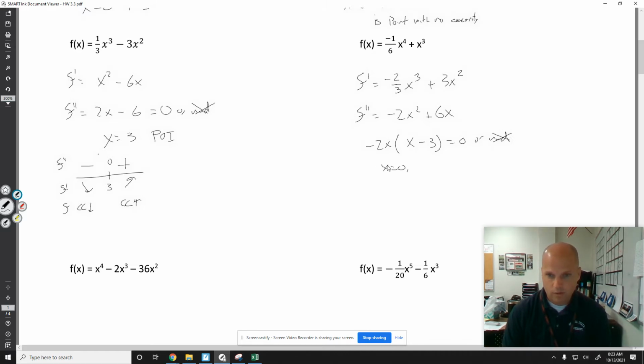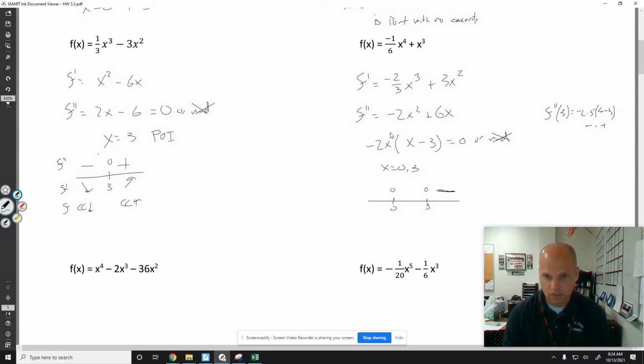So I get x equals 0 and 3. Checking signs, paying attention to this negative 2. If I plugged in something like 5, it'd be negative 2 times 5, which is a negative. 5 minus 3 is a positive. If you need to do it over here, f double prime at 5, negative 2 times 5 times 5 minus 3. Negative times positive, negative.